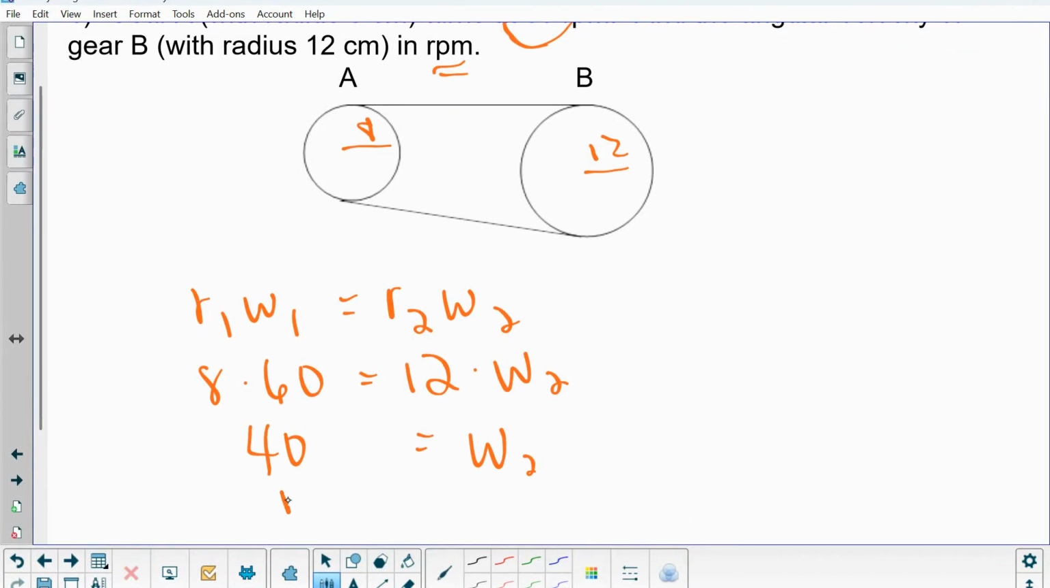So 40 RPMs. And I hope that makes sense. This circle has to spin slower than this circle here, because the smaller circle has to go faster to keep up at the same speed as this one over here, the distance that it's moving. So this goes at a farther distance because it has this larger radius.